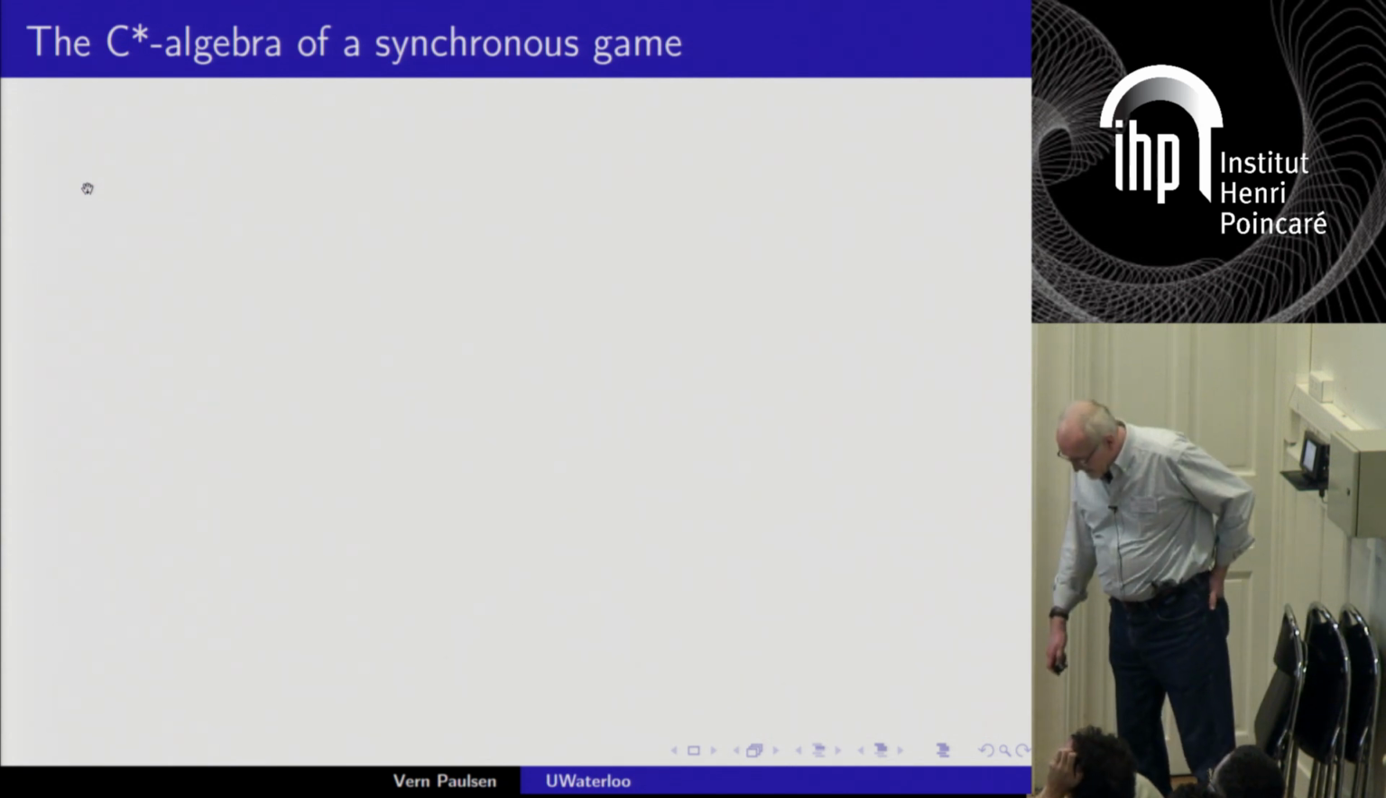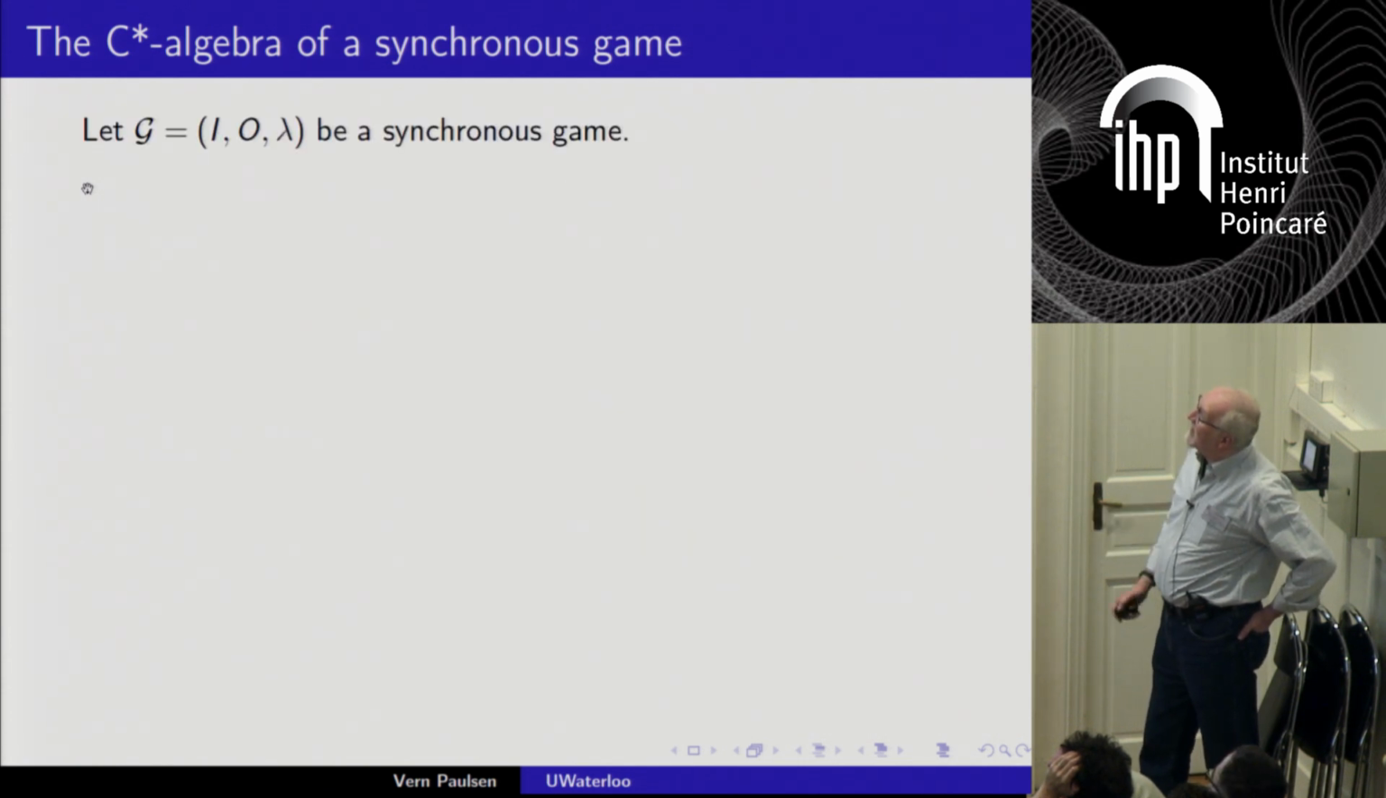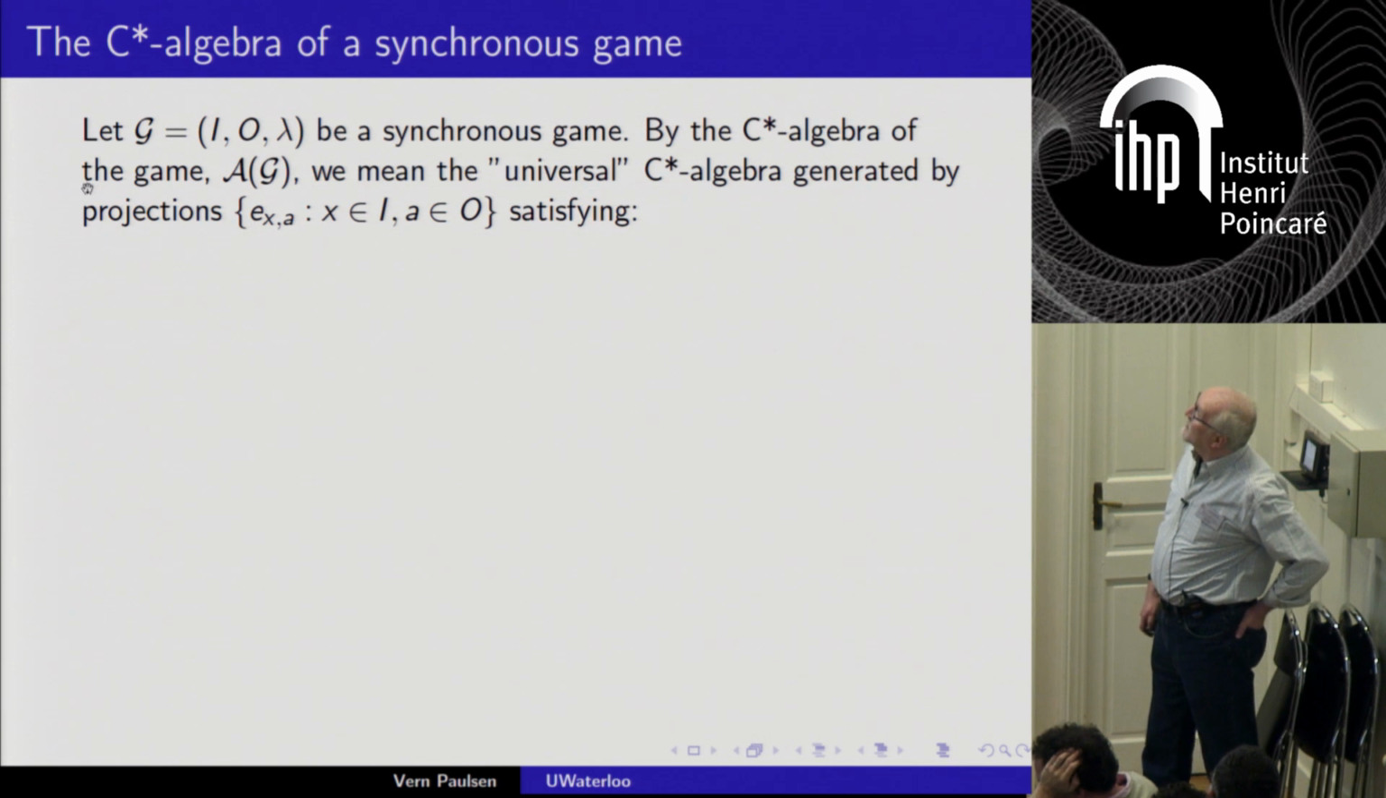Okay, so now finally, let me tell you about the C-star algebra of a synchronous game. So we have this game. It has its inputs, its outputs, and its rule functions. And so by the C-star algebra of the game, we mean the universal C-star algebra, which is generated by a family of projections. They're indexed by each possible input and each possible output. So you'll have n times m projections.